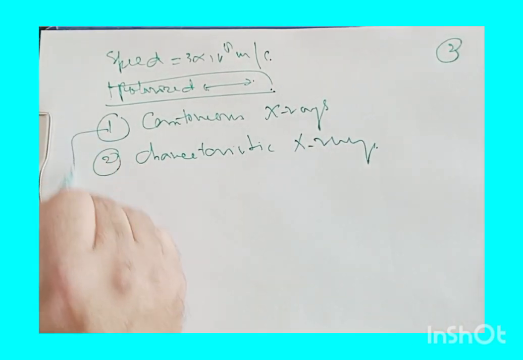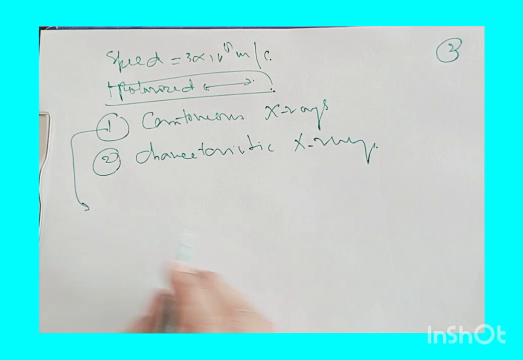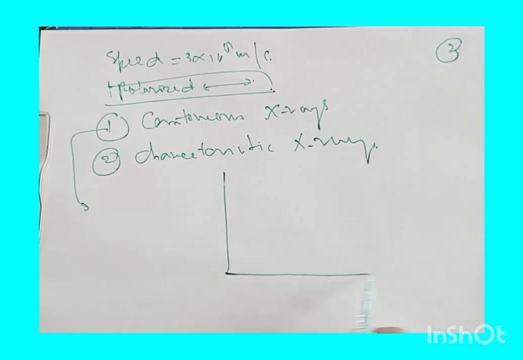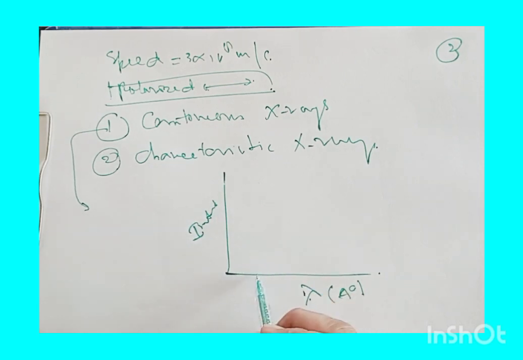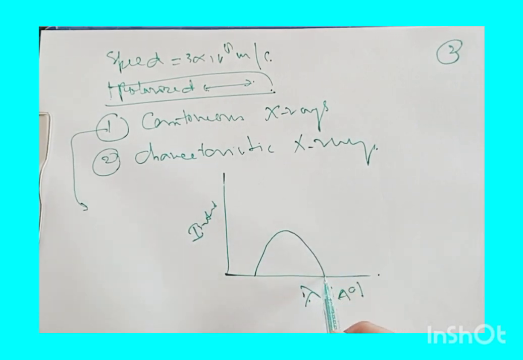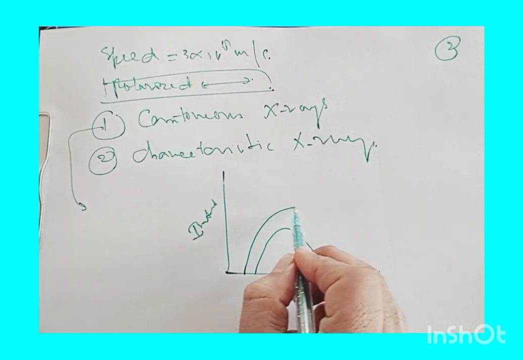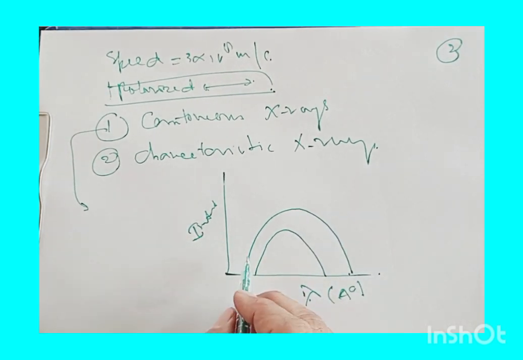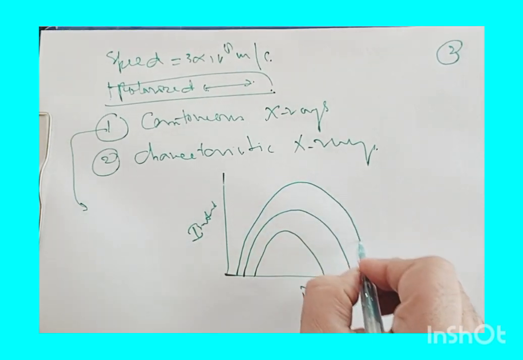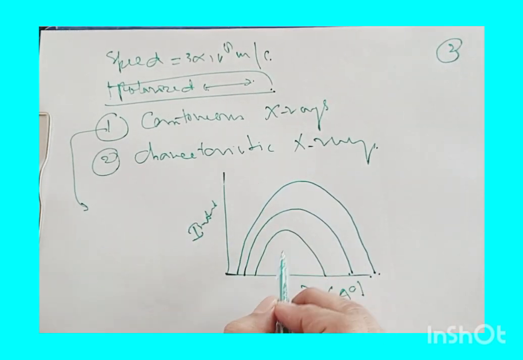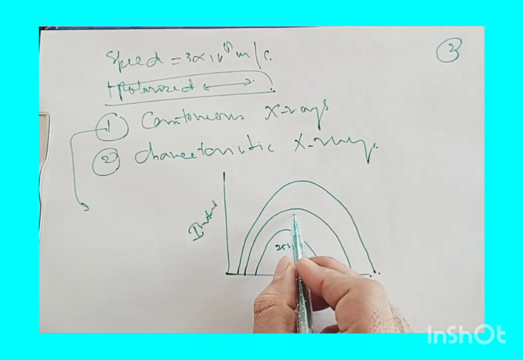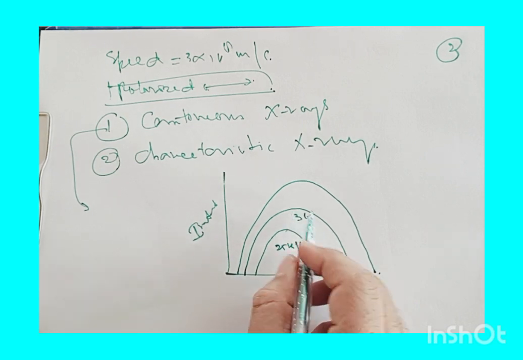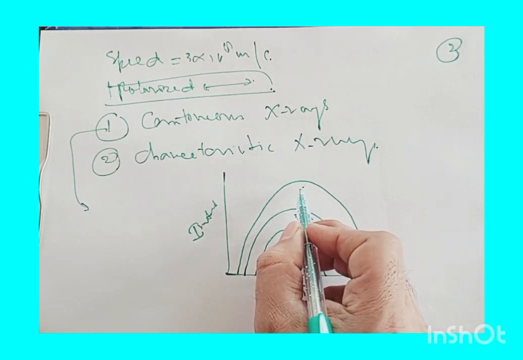So to talk about these continuous X-rays, if I plot a graph between the wavelength in angstroms and the intensity, what I am able to observe is something like this. Performing the same experiment, something like this, and something like this. This is for 25 kV, then this is for 30 kV, and 40 kV.